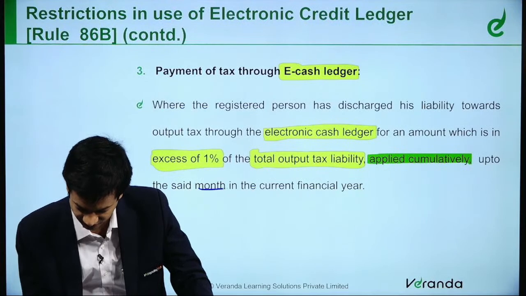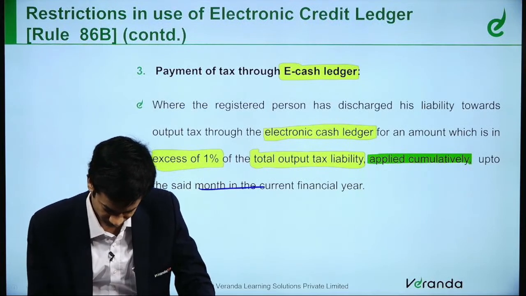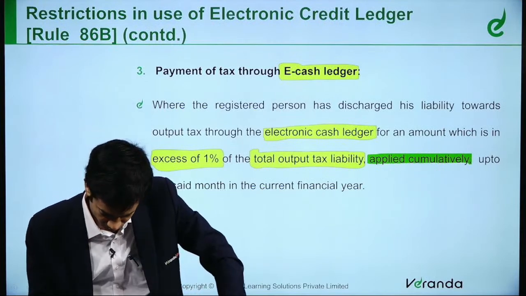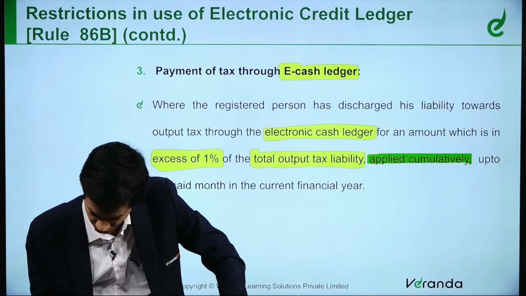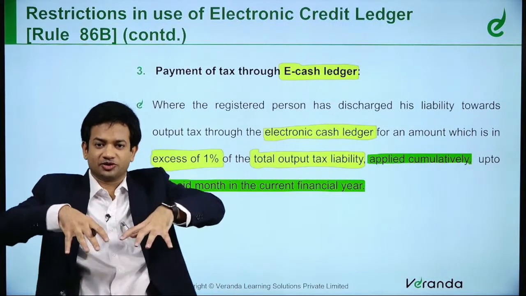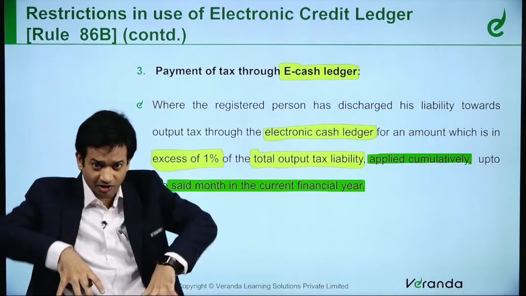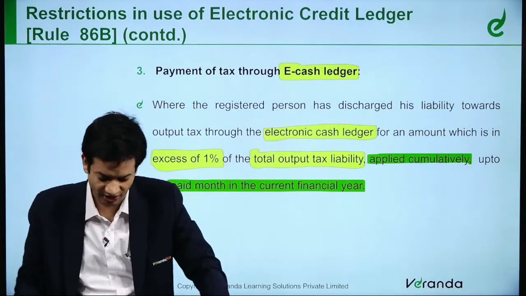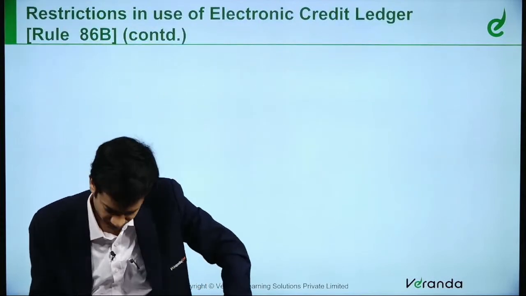Up to the said month in the current financial year. So till the current month. So this month, if I am checking the applicability, till the current month I have to see total gross liability, total amount paid through cash. Till the current month I have to see, right?